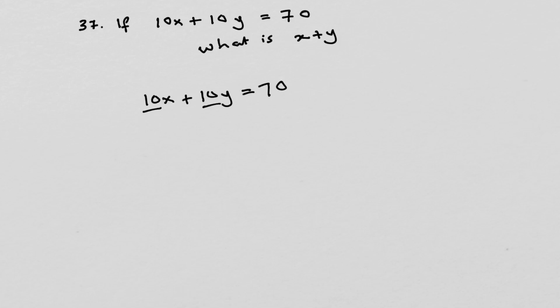Here, what we have to do is divide each of the terms by 10. The 10s will cancel out. 70 divided by 10 is 7. So now we have x plus y equals 7. So 7 is the final answer.